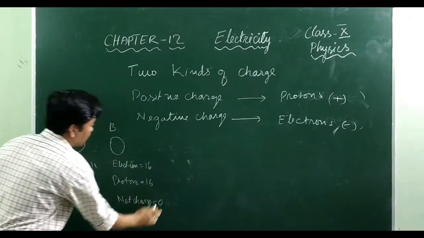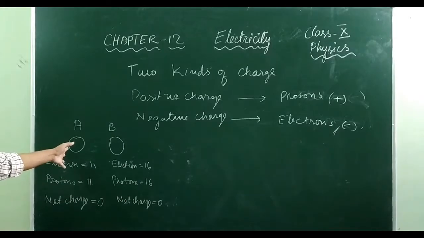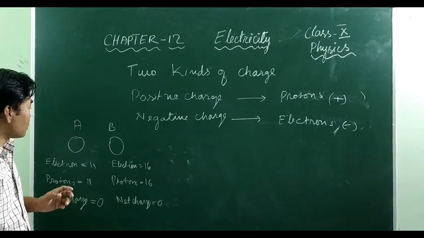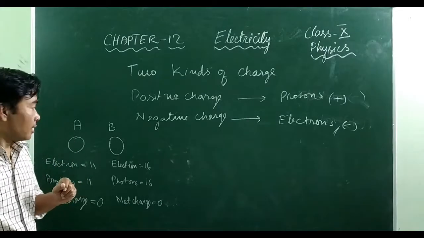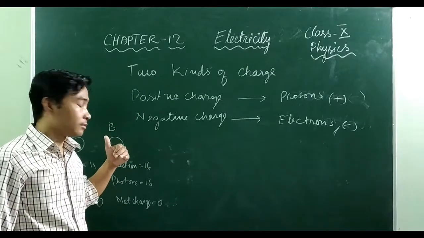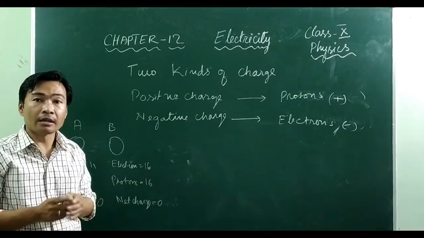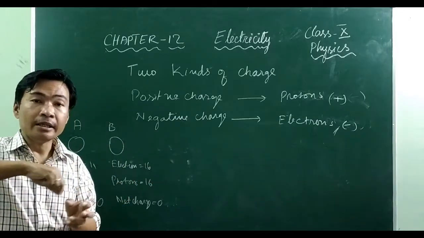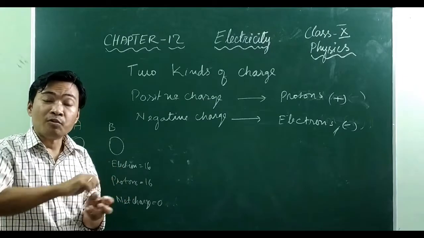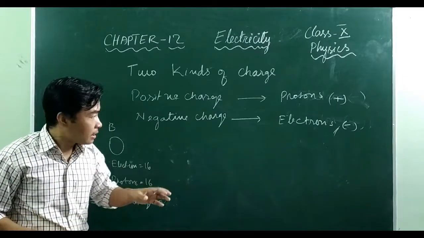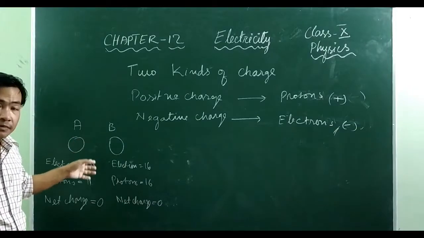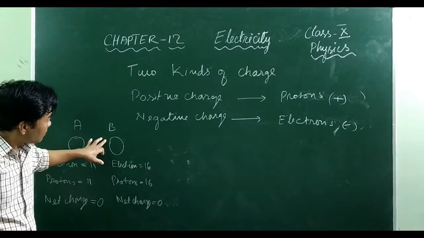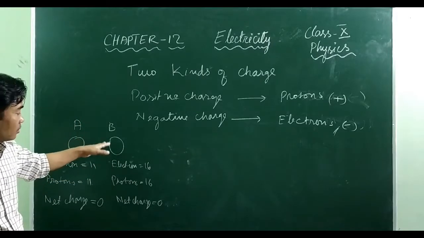Now, if we take these two atoms of different substances and rub them, what happens? Some amount of heat is developed. And what do we study in the lower classes? In atoms, electrons can move freely around the orbit. So some amount of heat is developed here, which allows electrons to move from one atom to another. Let's see here.